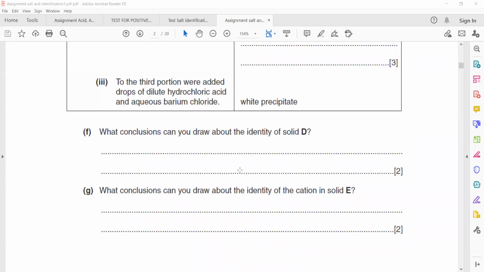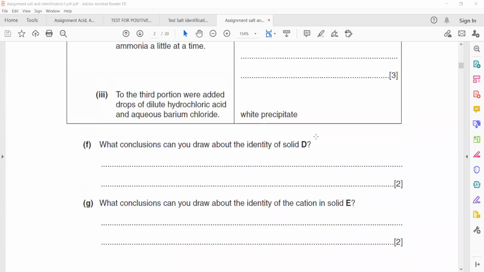What conclusion do you draw about the identity of the cation in solid E? Which ion is present in solid E? The cation. Which cation is present in solid E?